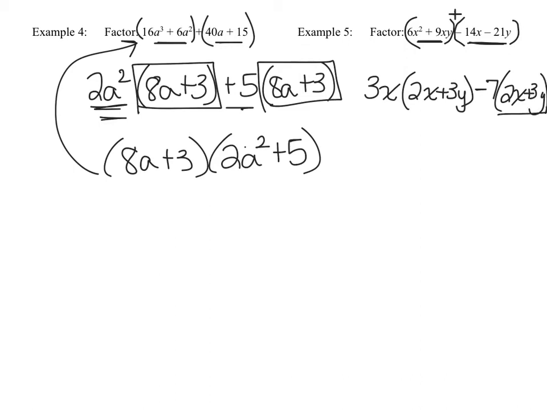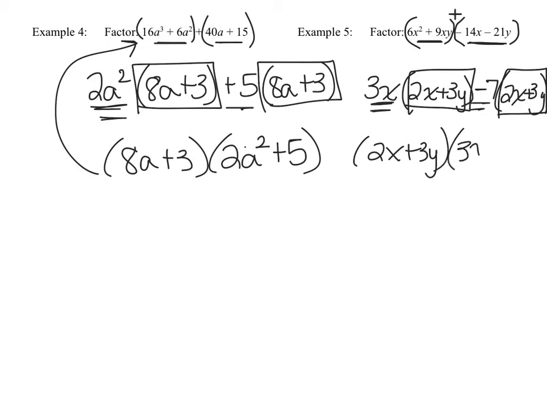And if you look, I have 2x plus 3y again as my GCF, so I pull that out. I make that 2x plus 3y. And then what's left after that is 3x minus 7. Pretty cool, huh?